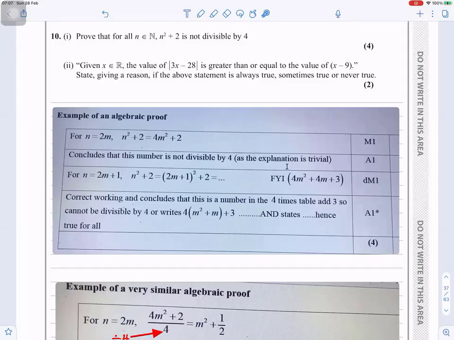So you can use n equals 2m, and so n squared plus 2 would be 4m squared plus 2. And you conclude that this number is not divisible by 4. If you use that as the explanation, it is trivial. For n equals 2m plus 1, n squared plus 2 would be (2m plus 1) all squared plus 2. And you have to have correct working, and you conclude that this number is in the 4 times table and add 3, so it cannot be divisible by 4. Or you can write it as 4 bracket m squared plus m.